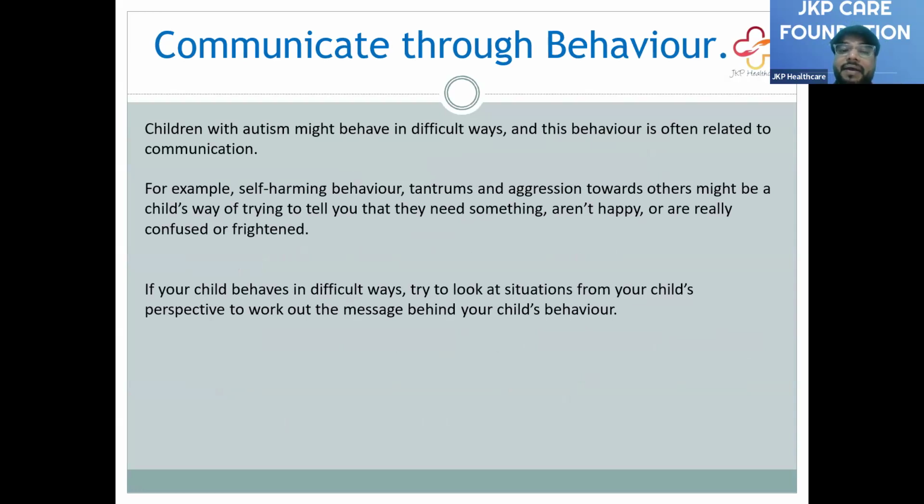Children with autism might behave in difficult ways, and behavior is often related to communication. For example, self-harming behavior, tantrums, aggression towards others might be the child's way of trying to tell you that they need something, they are not happy, or they are really confused or frightened.